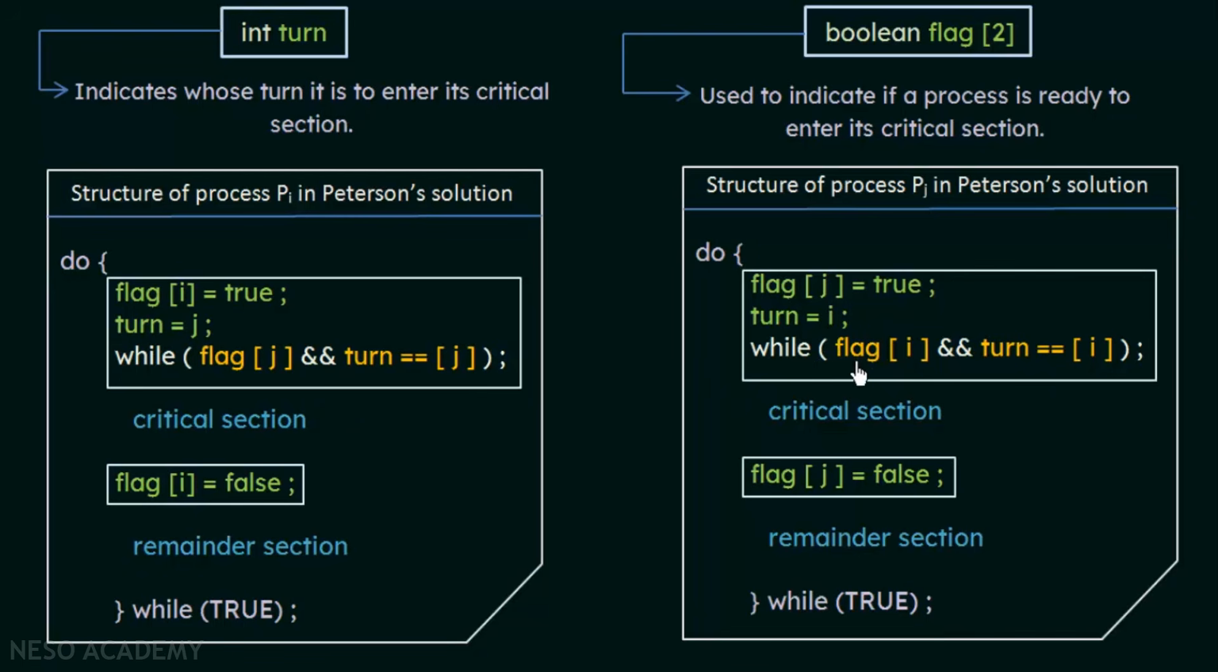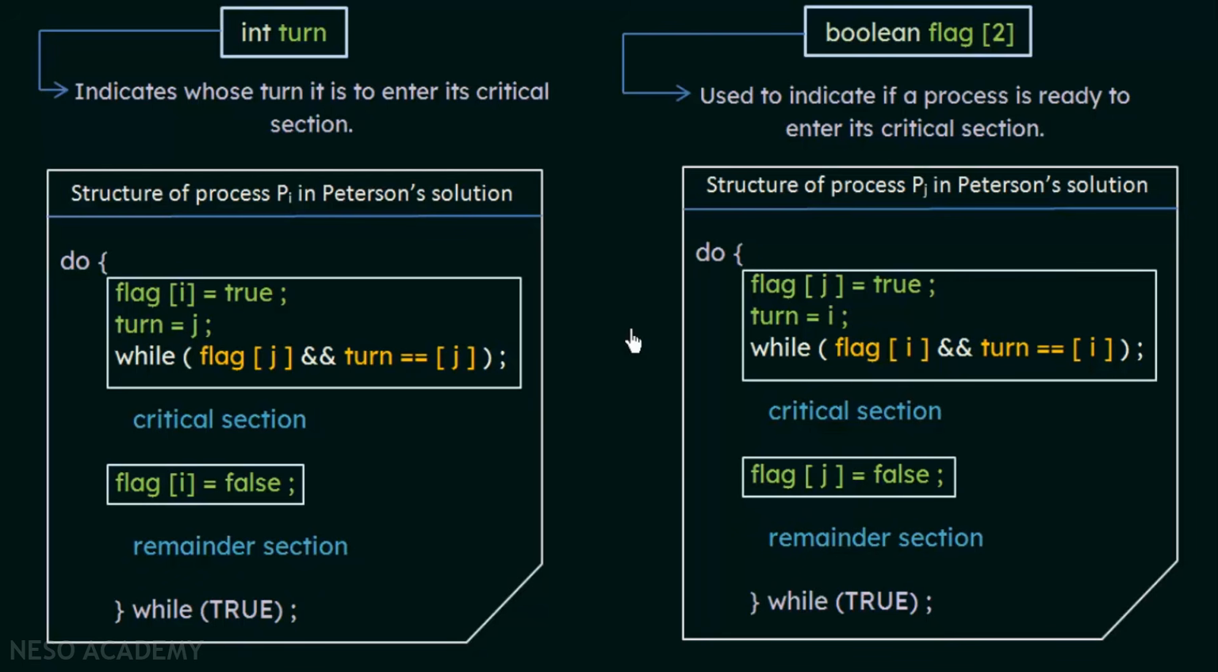And then a similar kind of condition is here. If flag of i is true and turn is equal to i, that means if Pi wants to enter this critical section and also the turn is equal to i, then what will happen? The control will remain in this loop. So j will not go to the critical section but will be looping here until one of the conditions becomes false, and only then will j be allowed to enter the critical section. After it enters, it will set flag of j equal to false, and then the remainder section will be executed.